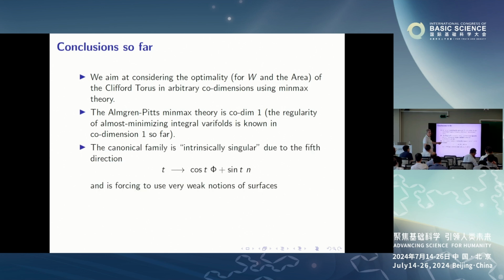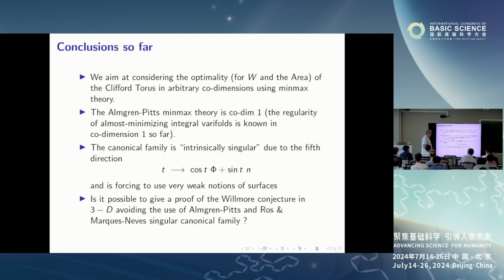The canonical family, as we just saw in the previous slides, is intrinsically singular due to the fifth direction. And this is really intrinsic, because minimal surfaces are sensitive to this fifth direction. They have to go through this fifth direction and create these nasty cusps. So it is forcing us to very weak notions of surfaces. So, is it possible, at least, not even speaking about higher codimension, to come back to Willmore in 3D and make a different proof?